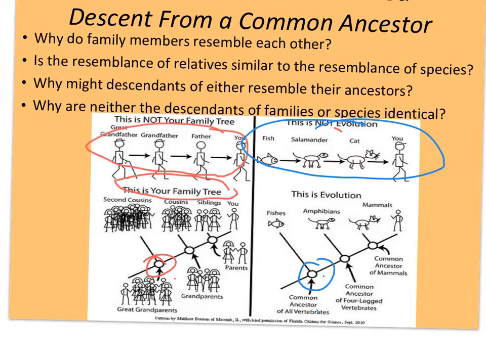Now, we talked about why descendants might resemble their parents or grandparents or whatever, because they share the same genes. The same thing with evolution. Species resemble each other because they share the same genes. But there's some that are different. And so, why are neither descendants of families or species identical?